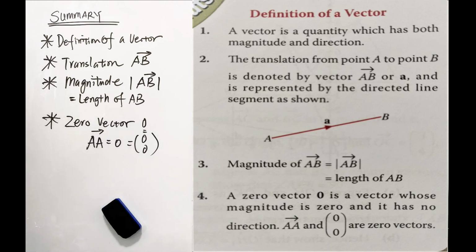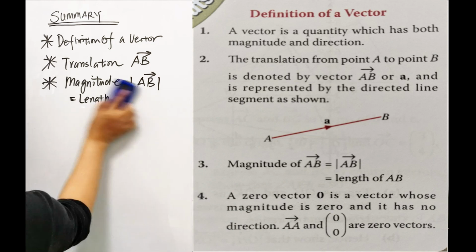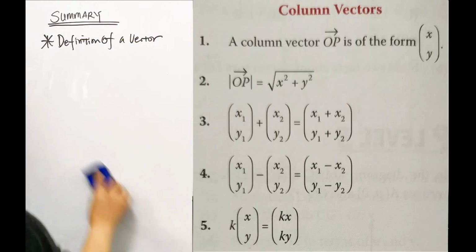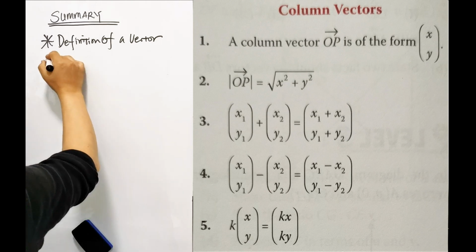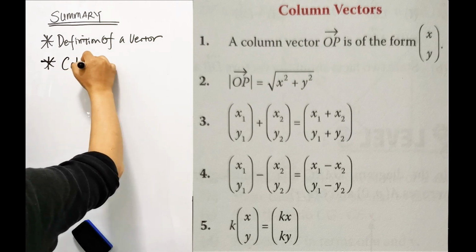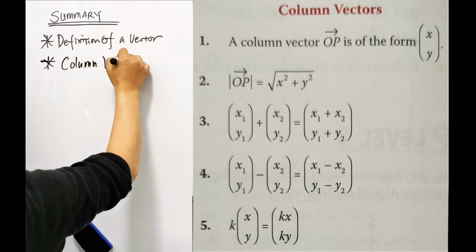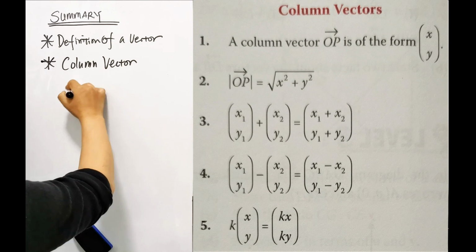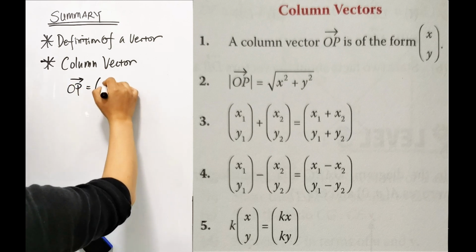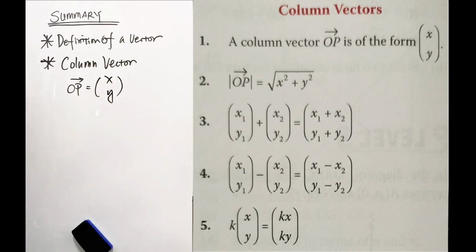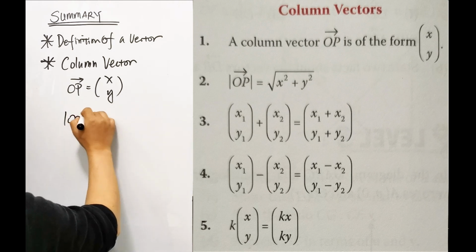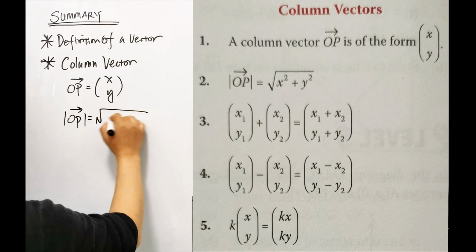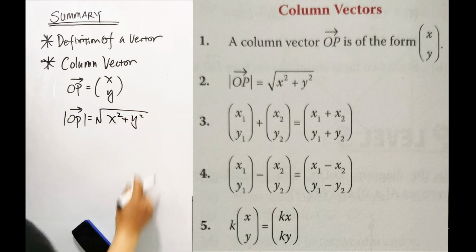Now after that, we also talk about the column vector, right? So how to express a column vector? A column vector normally we will express in this way, x and y, right? And then what is the magnitude? Magnitude equals the square root of x squared plus y squared, right? So we can find out magnitude.